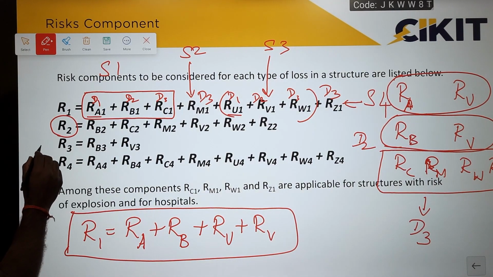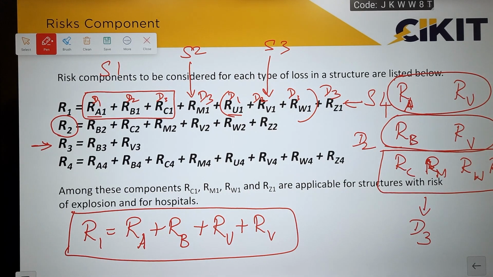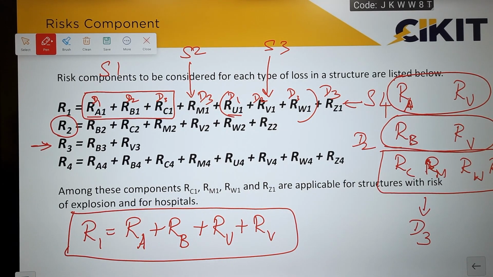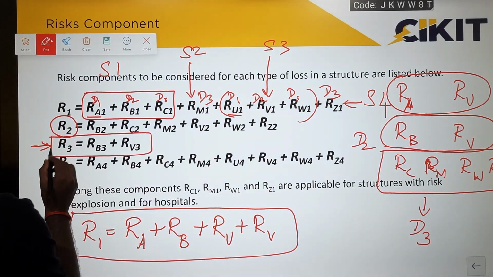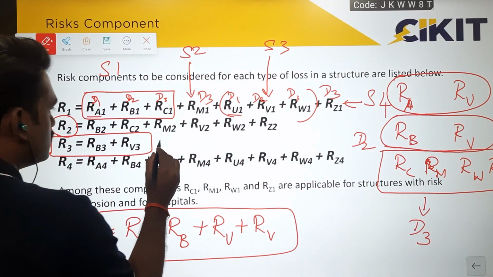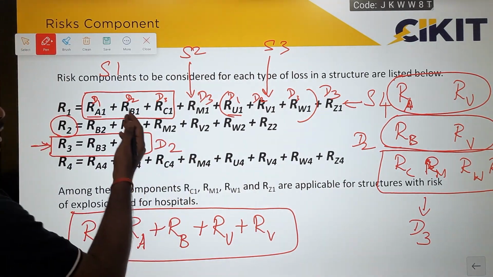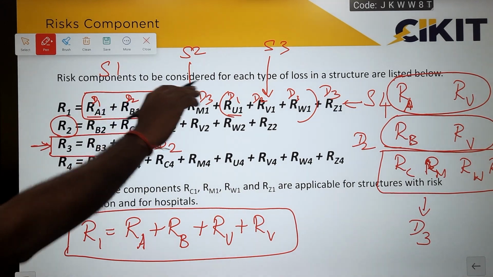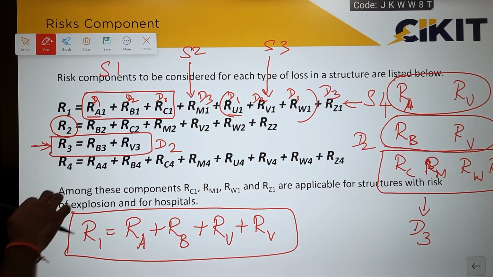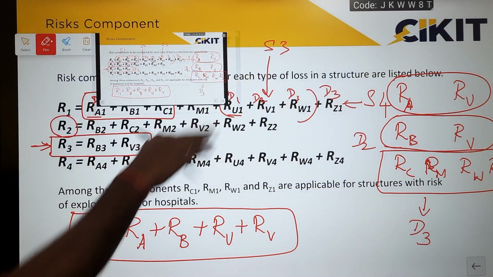R3 is nothing but cultural heritages. Cultural heritages are nothing but the physical structures, so we will be considering only the physical damages. D2 alone we will be considering. If you take the parameter of D2 alone and group it together, it will come under R3. This is how we need to group this physical parameter.